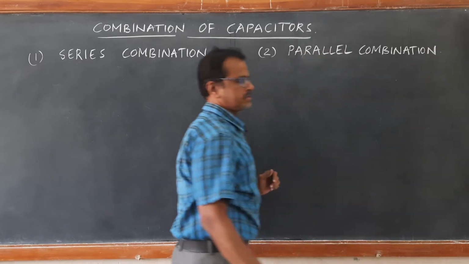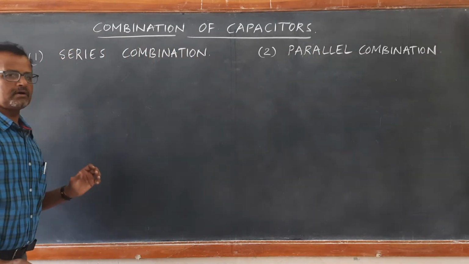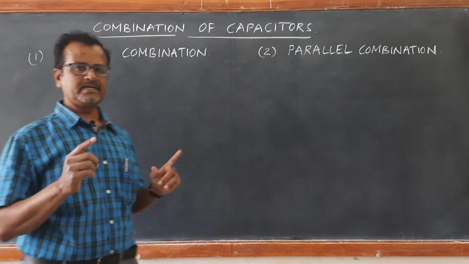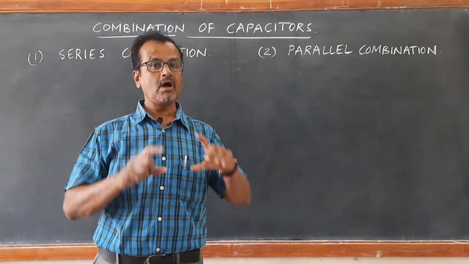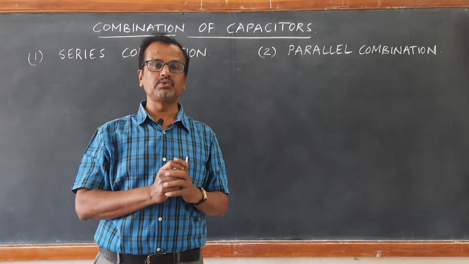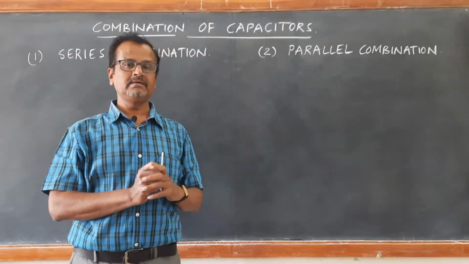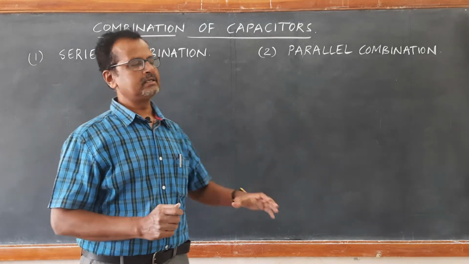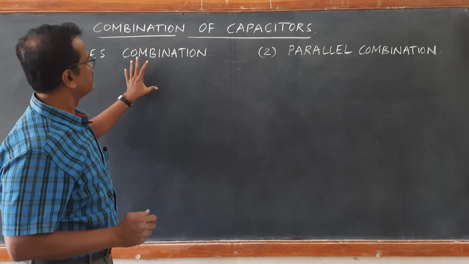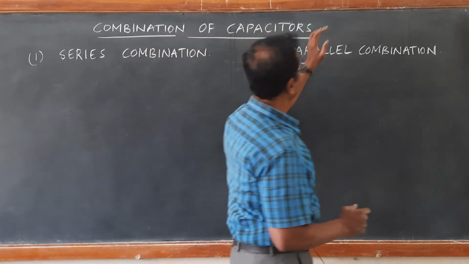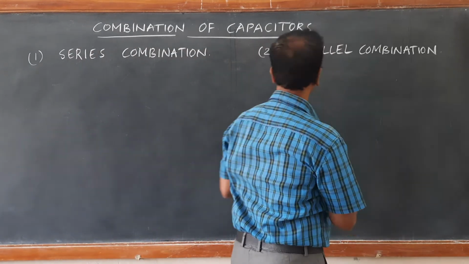So what happens when we connect two capacitors of capacitances C1 and C2 in series? What happens to the total capacitance of the system of these two capacitors connected in series? Let us see first the series combination of capacitors. So parallel combination, we will learn it afterwards.